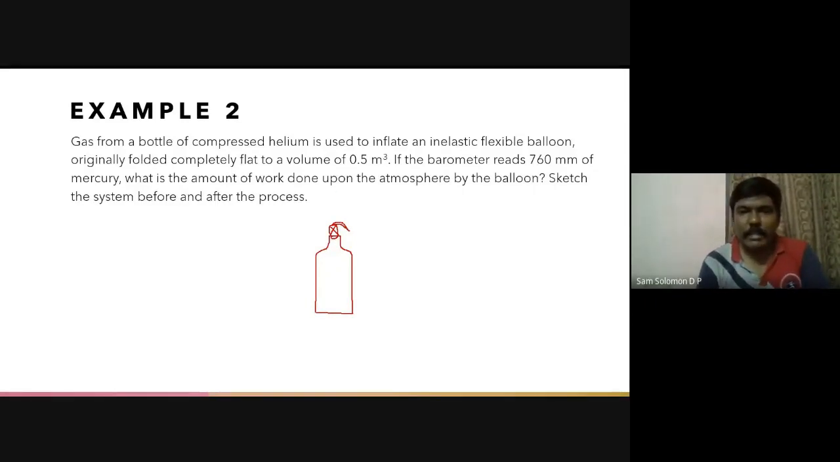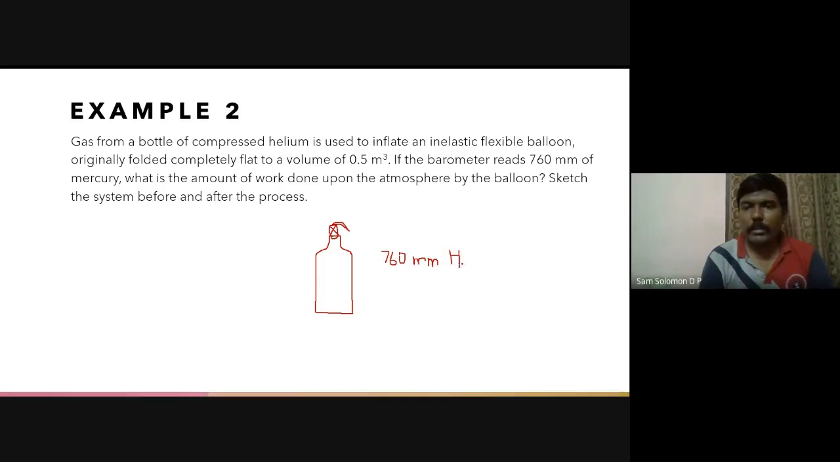So what they have said is the maximum volume the balloon can hold is 0.5 meter cube, and they are saying the barometer reads 760 millimeter of mercury, which means the atmospheric pressure is 760 millimeter of mercury. So 760 millimeter of mercury is the normal atmospheric pressure.